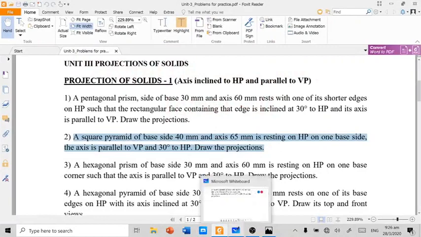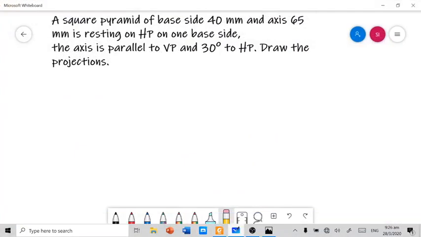If possible, please write the problem on paper. This is the problem: a square pyramid of base side 40 mm and axis 65 mm is resting on HP on one base side. The axis is parallel to VP and 30 degrees to HP. Draw the projections. So the object given in this problem is a square pyramid, and its base dimensions are given: the base side as 40 mm, axis height as 65 mm.